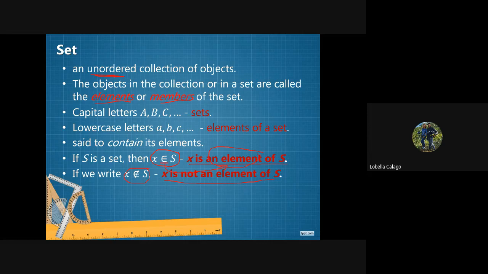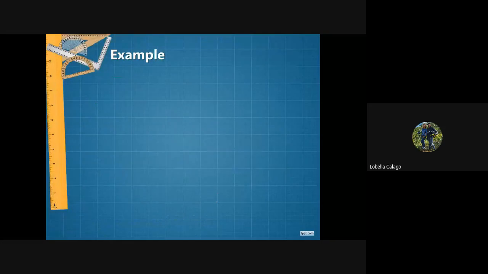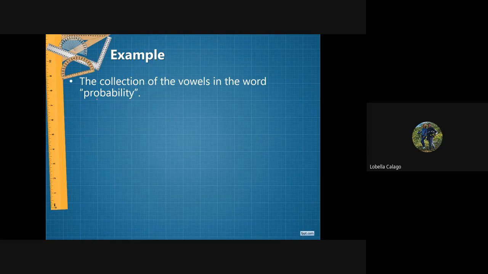So that is how you write a statement in math. Sinishortcut na po natin. So this one represents an element. Pag it is not an element, you just slash it. Okay, for example, an example of a set is the collection of the vowels in the word probability. So ano-ano ang mga collection ng vowels? We have the O, A, I, and I. So these are the collection of the vowels.